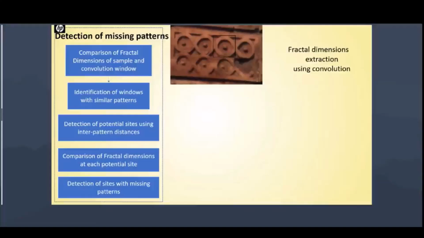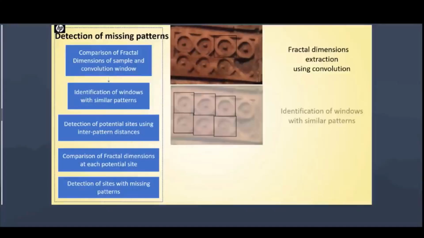Using that convolution window, the similar patterns were identified, and the potential sites were detected which could be used as the elemental area. Once this elemental area was identified, the fractal dimension of the elemental area was calculated for all the elemental areas throughout the image, and these fractal dimensions were compared with each other. This comparison led us to detection of sites which were broken or in which the pattern was missing.